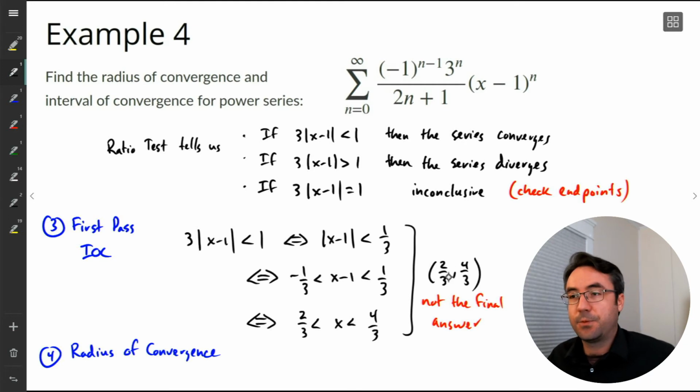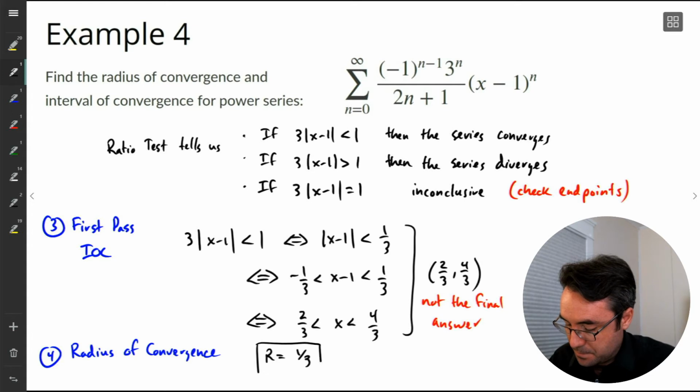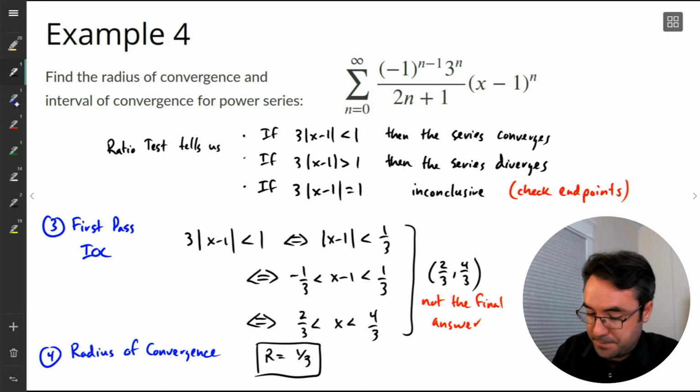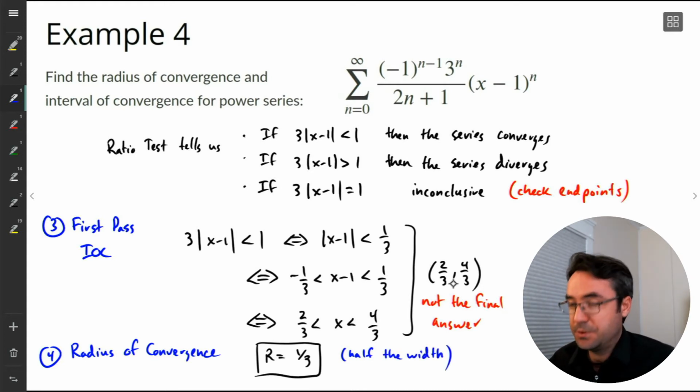So the radius of convergence is essentially half of the width. The width of this interval is 2/3. You just subtract the endpoints, 4/3 minus 2/3, and then it's just half of that. So it's just half of this width here. So 4/3 minus 2/3 is 2/3. Divide that by 2, you get 1/3.